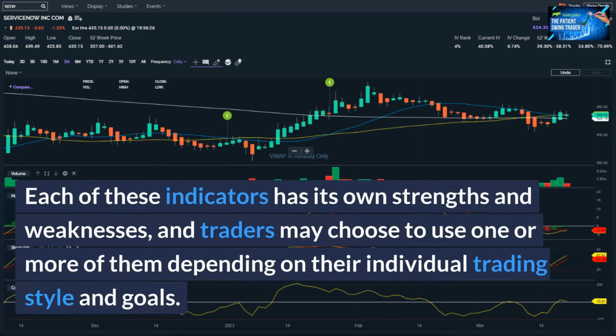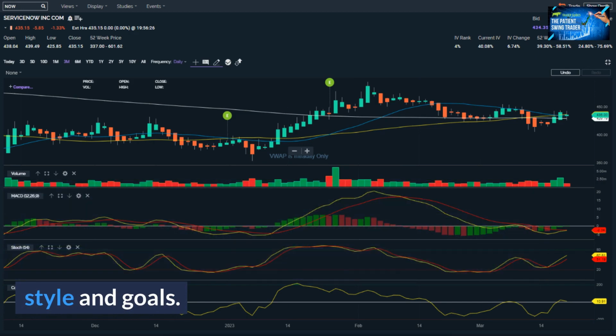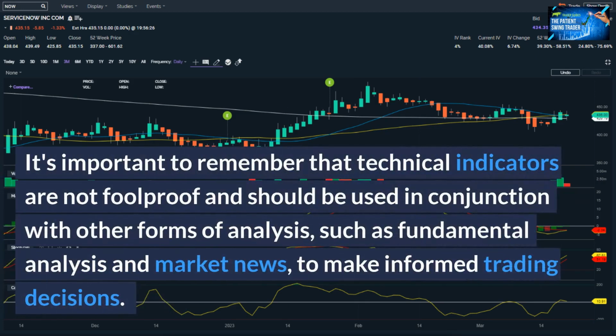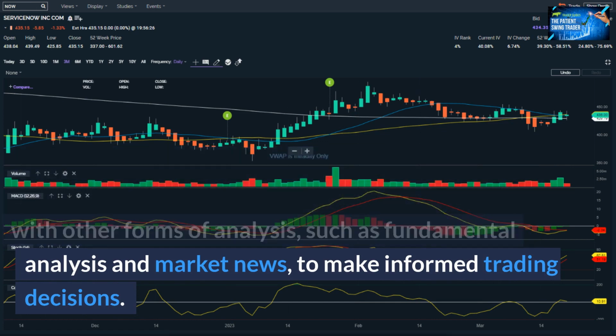Each of these indicators has its own strengths and weaknesses, and traders may choose to use one or more of them depending on their individual trading style and goals. It's important to remember that technical indicators are not foolproof and should be used in conjunction with other forms of analysis, such as fundamental analysis and market news, to make informed trading decisions.